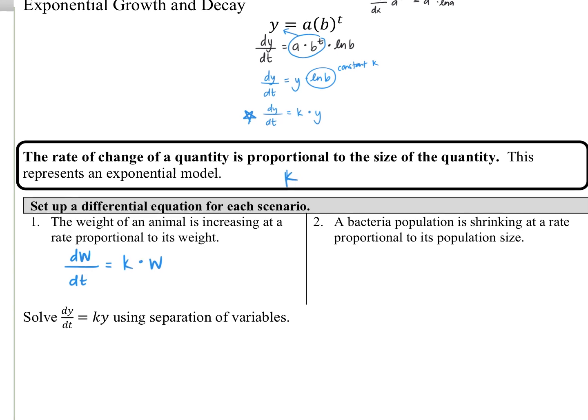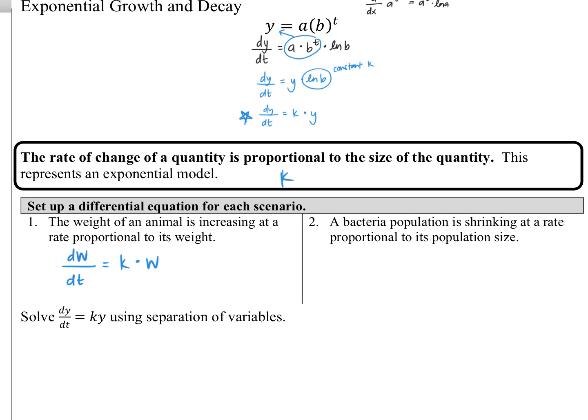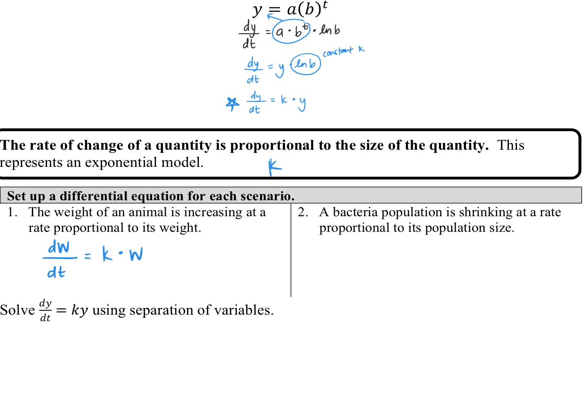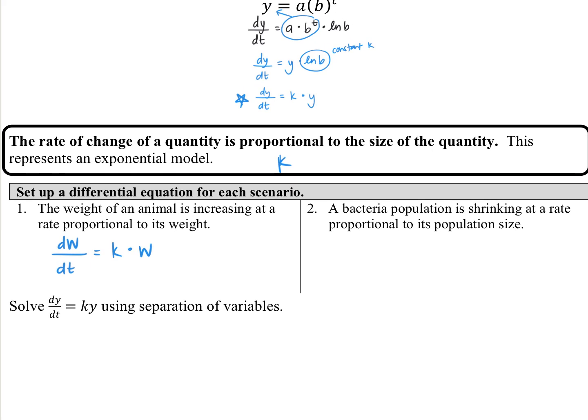Now, second one, very similar. The only thing that's different, we've got a bacteria population, but it's shrinking at a rate proportional to its population size. What's the difference there? We don't know what the constant is, so it is possibly going to be smaller or negative or a fraction. But we are just going to say, let's use a variable p, so dp dt is equal to some constant that is proportional to its population size, so we'll say that's p.